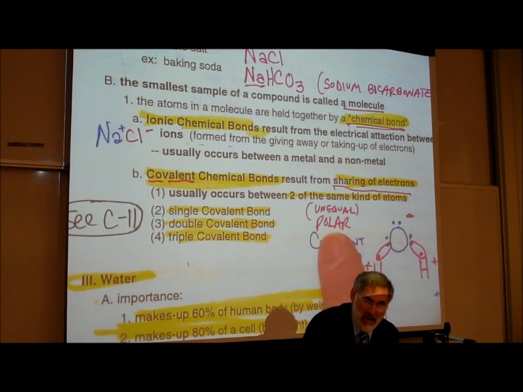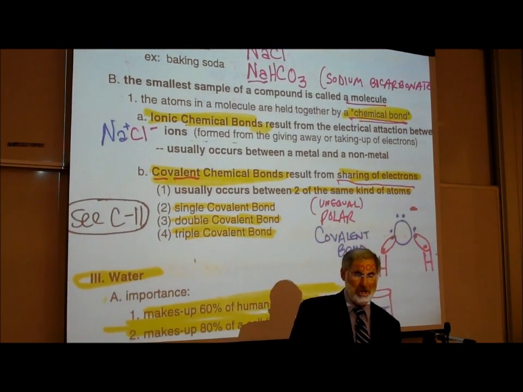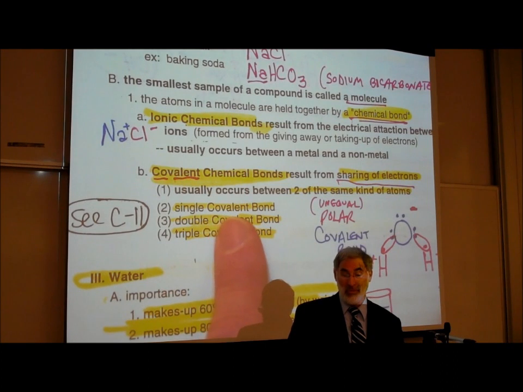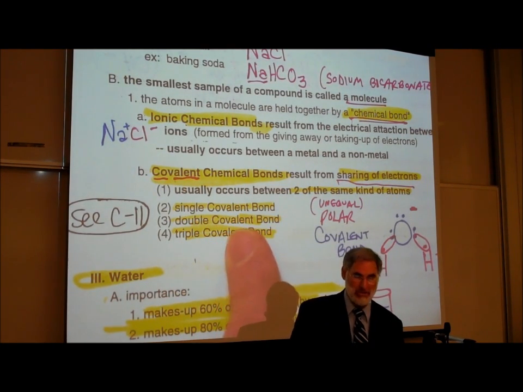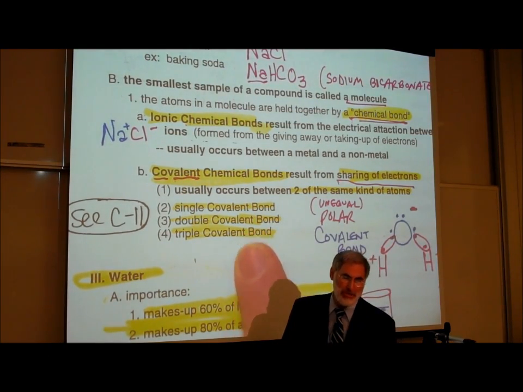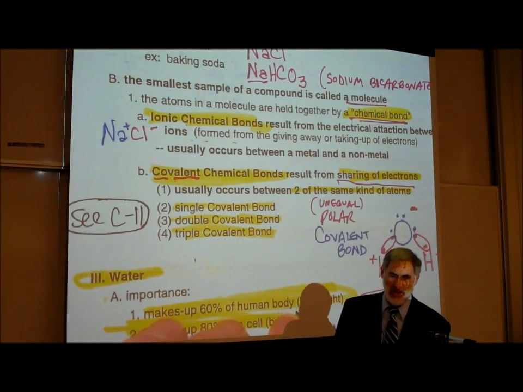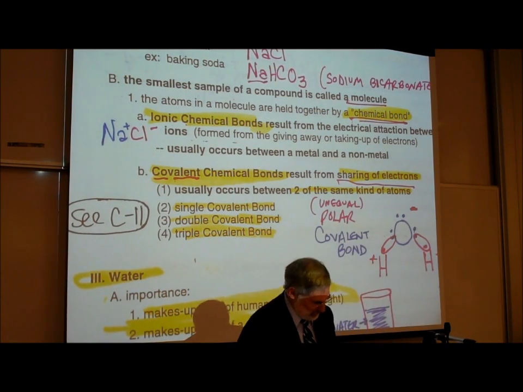Now, the number of electrons they share can vary. They could be each sharing one of their electrons with the other one. That's called a single covalent bond. They could each be sharing two electrons with the other. That's called a double covalent bond. Or they could be sharing three electrons with the other. That's called a triple covalent bond. So we're going to give you an example of this right now.